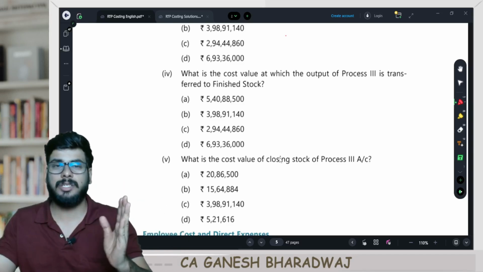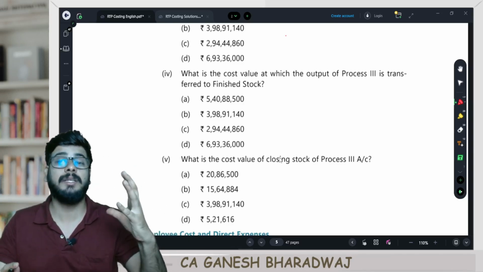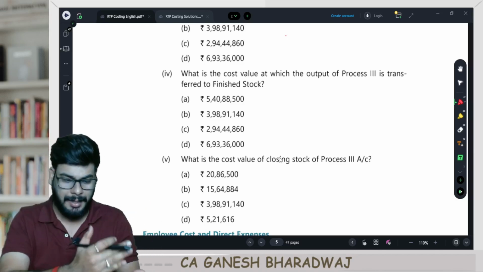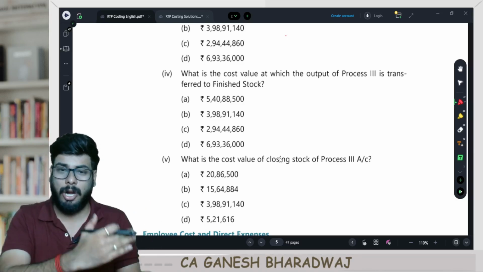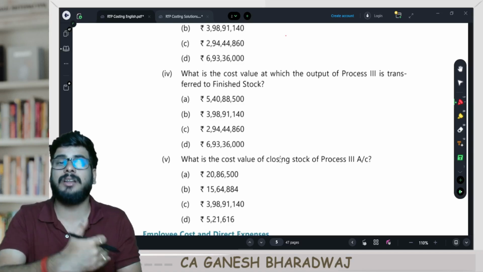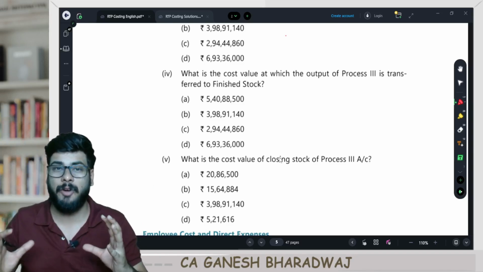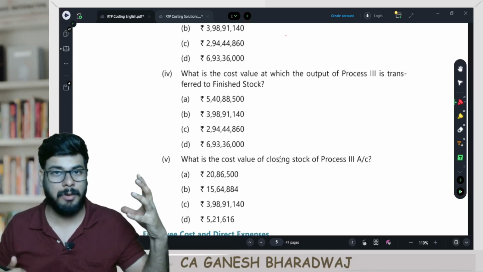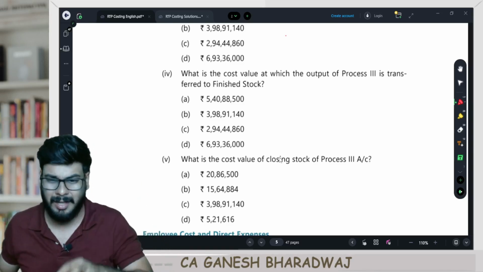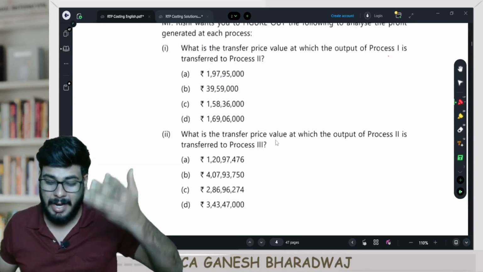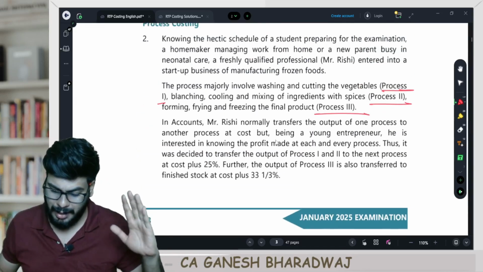So, in process costing, you have a concept called inter-process profits. Basically, it means that the output of one process is transferred to another process, not at cost, but at some marginal profit. There is one numerical problem in the study material which we have solved. So this is something similar to that. Fine, they have made it case study based. Very simple. Let's get started.